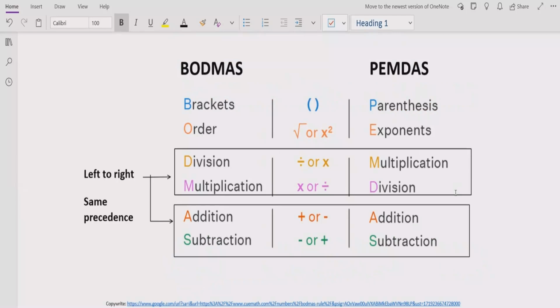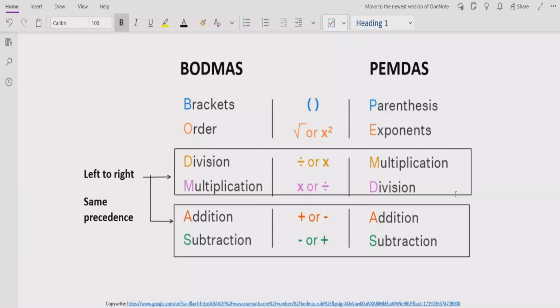As you can see on the screen, we will discuss here two rules, BODMAS and PEMDAS. And the rule says if your expression contains any bracket or parenthesis, you have to solve that part first in your expression. After the bracket, you have to see the power of any number which is given in the expression. Step number 3 is you have to solve division and multiplication.